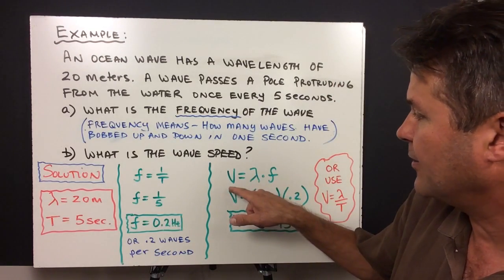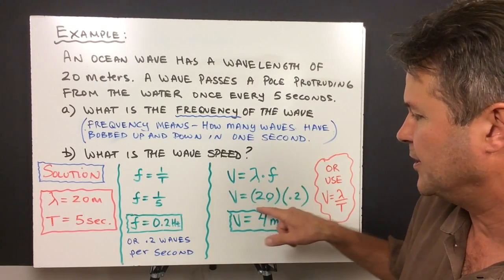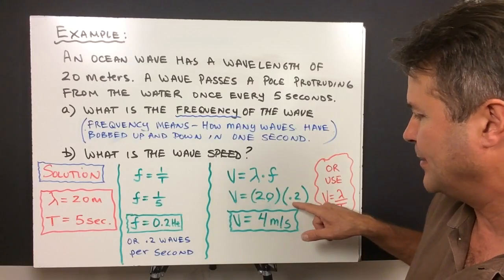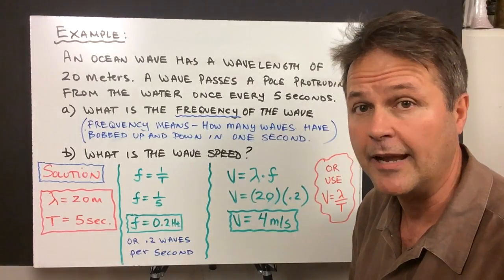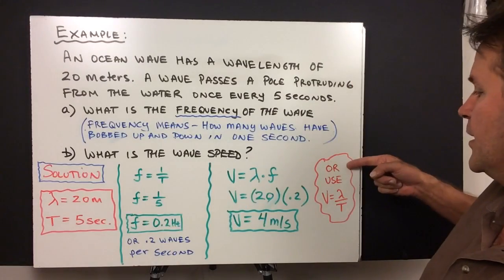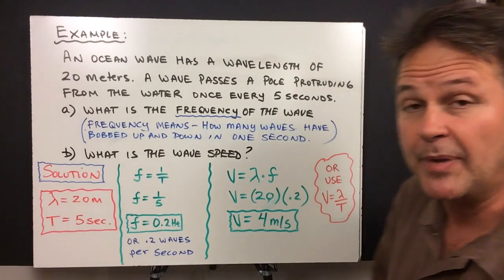Now, to calculate the wave speed, V is equal to lambda times frequency. So V is equal to 20 times 0.2, or the wave speed is 4 meters per second. Now, as an alternative, if you want, you can always use the other formula. V is equal to lambda divided by the period.